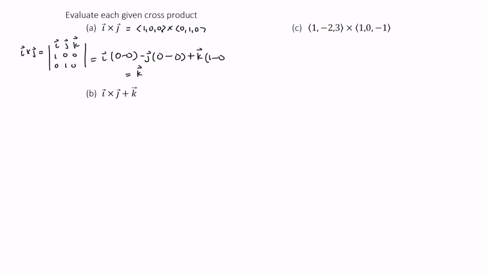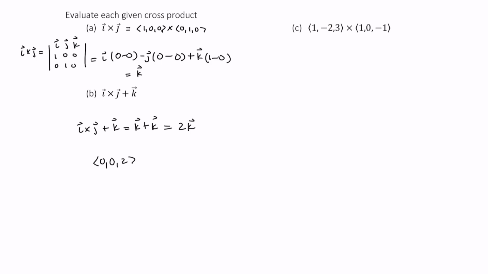Now this segues directly into B. We've already figured out what this cross product is, i cross j. So i cross j plus k. Well, that's going to equal k plus k, which is 2k. Or just 0, 0, 2. There we are.